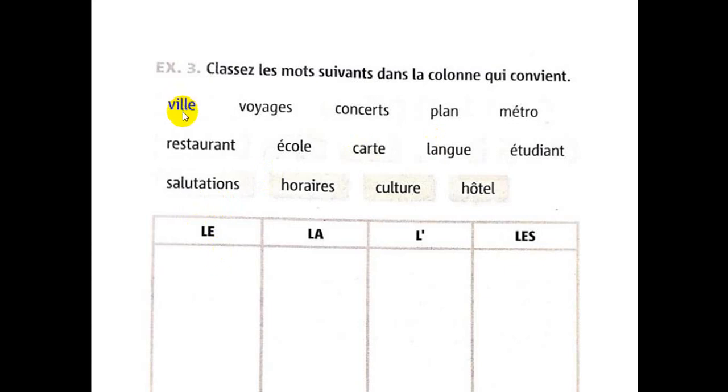For example, the first word is ville, which means city or town. This noun is feminine in the French language, so it should go in the second column, meaning la ville. The second example is voyage, which means to travel. You must have heard the expression bon voyage. Bon voyage is a French expression which we use for happy journey.